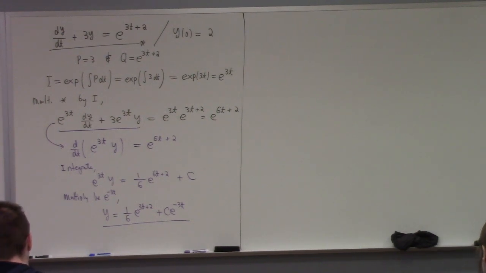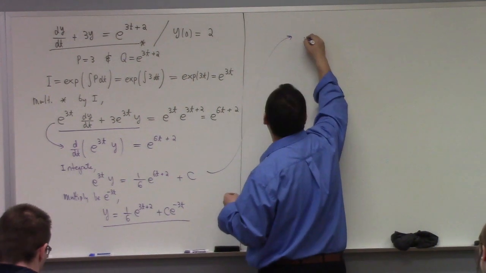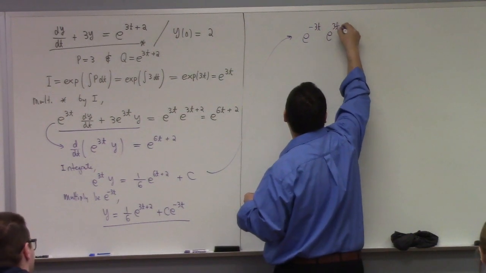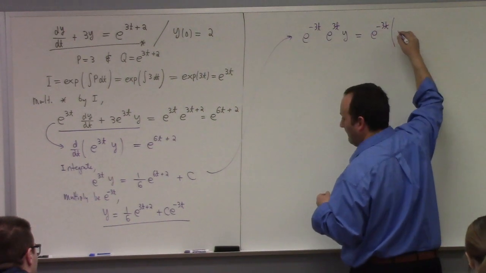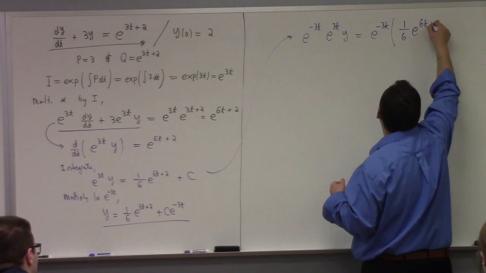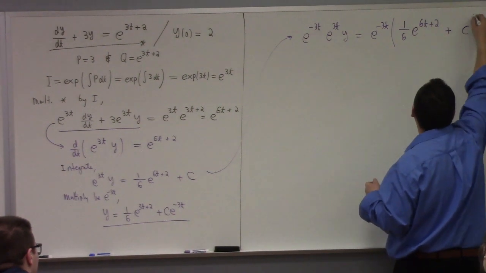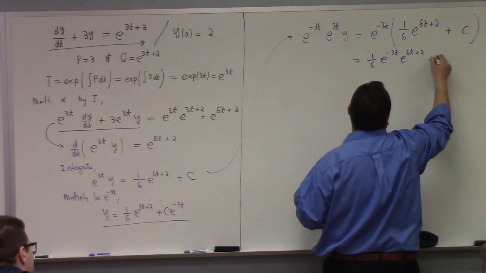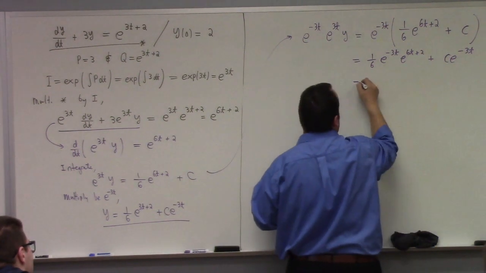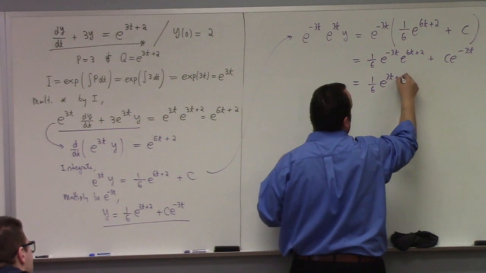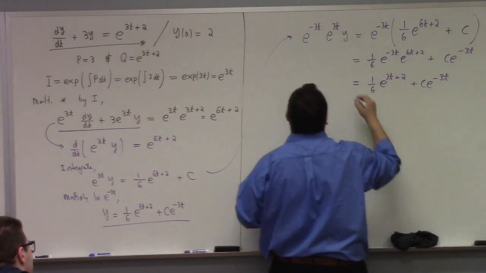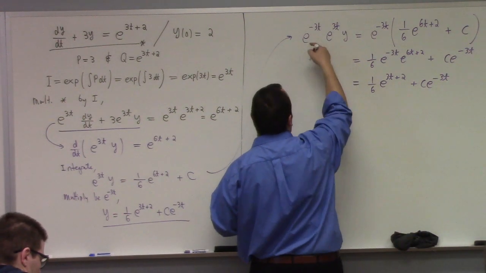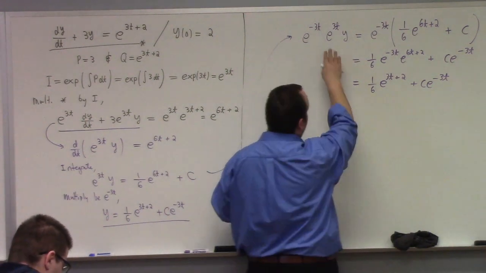Would the C absorb the e to the negative 3t? Oh, no. Because the t's in there. It's fine, so let me just show you the details here. I was not writing these things because I ran out of board space over there. So this is 1/6 e to the minus 3t times e to the 6t plus 2. Distribute c, right? So that's 1/6 e to the 3t plus 2 plus c e to the minus 3t. And over here, this of course simplifies to y. So that's why y is equal to that.